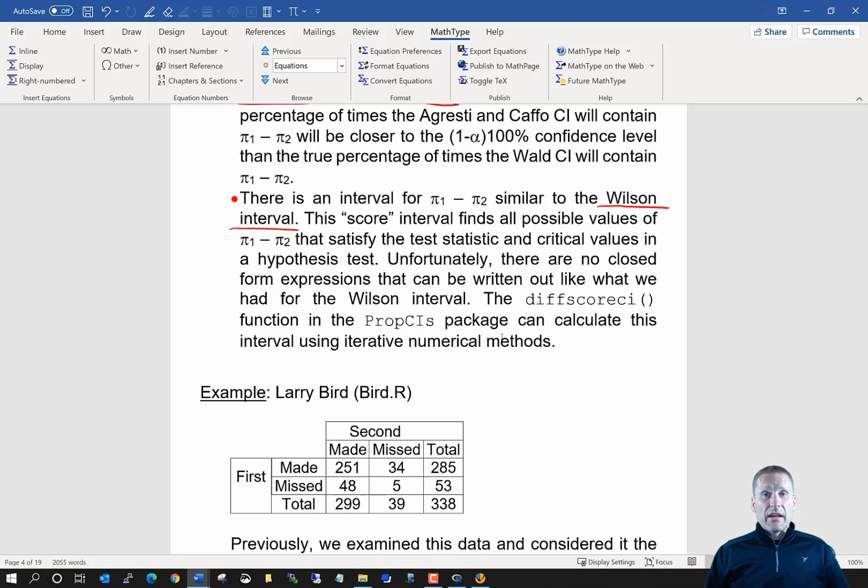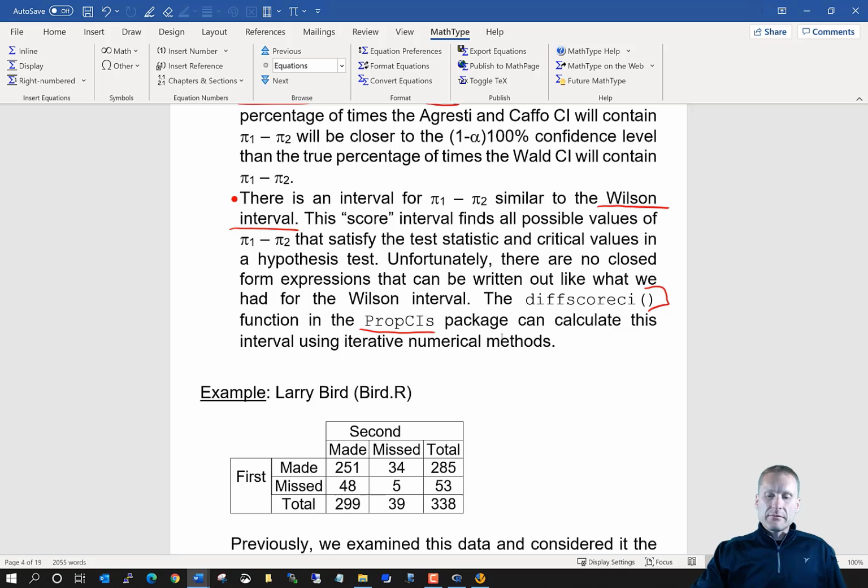If you're interested in exploring that on your own or actually implementing it, my Analysis of Categorical Data with R book does discuss this interval. Also, there is a nice function called diffscoreCI in R that will automatically calculate this interval for you. It is in a package called PropCIs.